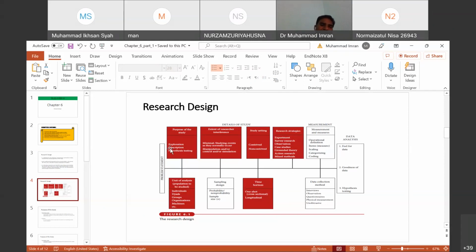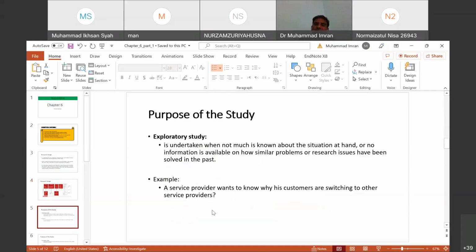First, let's discuss the purpose of the study. We can say it means the type of thing we are going to explore, the nature of your study. What is the nature of your study? We can also say what is the type of your research. Suppose our research is exploratory, when not much is known about the situation at hand or no information is available on how similar problems or research issues have been solved in the past.